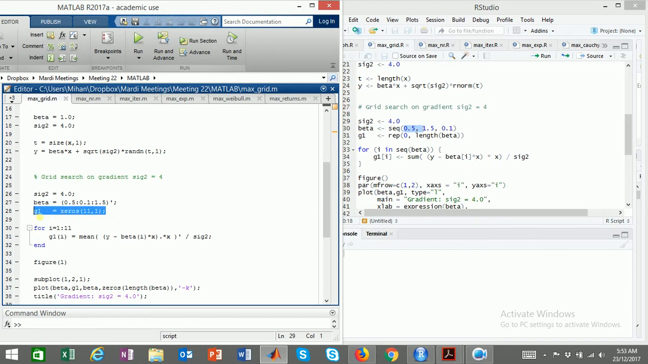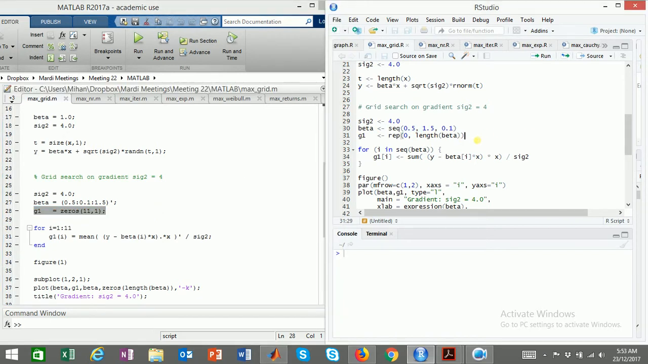First you need to pass in a command to store the output of your loop, g1, zeros, 11 rows, 1 column. In R it is suggesting replicate zeros for the length of beta. Much easier, yeah. Instead of passing it, we could have done it like that, zeros in brackets, size of beta, comma, 1, since these are in columns. That's all.